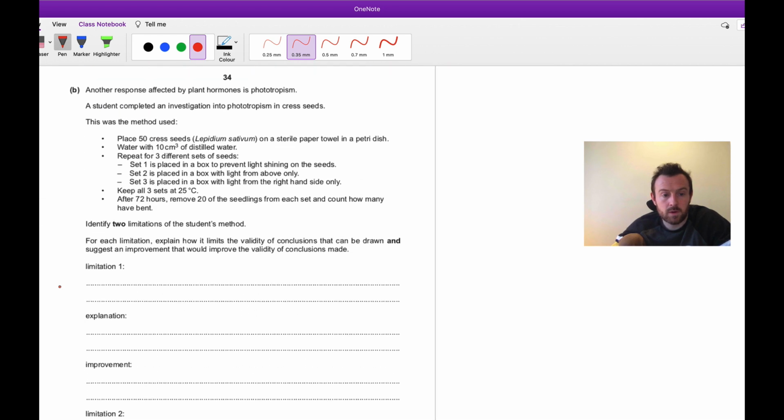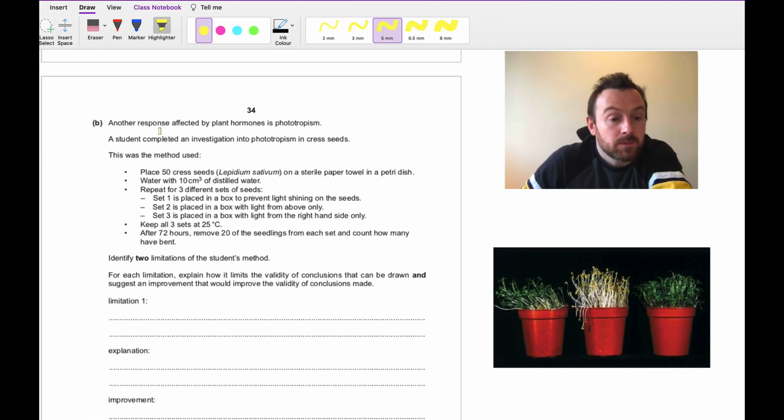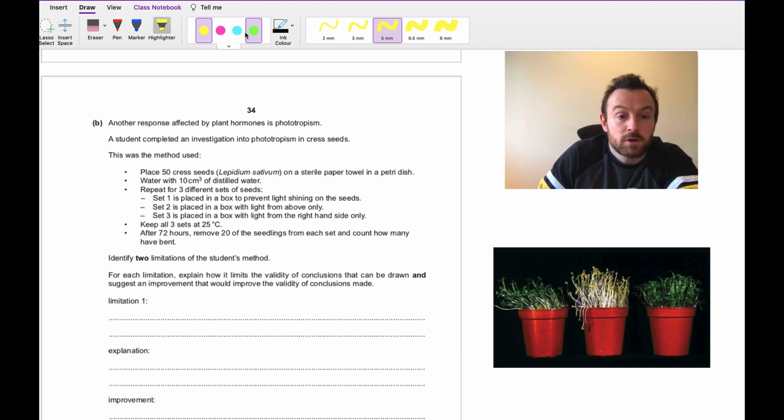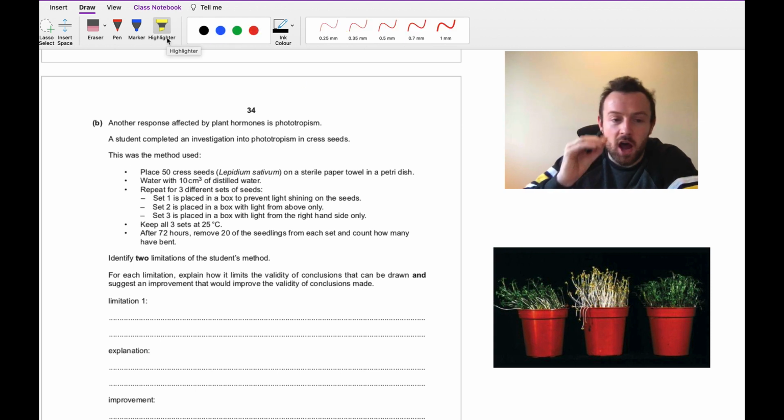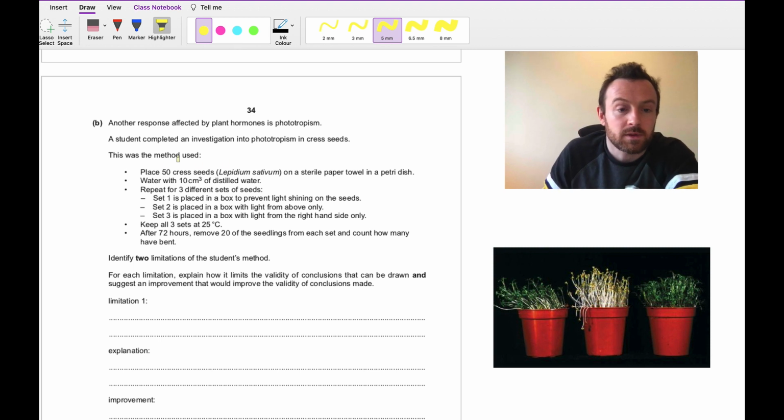I think okay, so B. Another response affected by plant hormones is phototropism, which is the bending or growing towards light. Now, it's going to give us a method here, and often when you get a question like this, when you've got these bullet points of a method, it's asking you what's wrong with the method? So we kind of have an eye on that as we're reading through it and maybe highlight things we don't like, or just highlight things that are important. 50 cress seedlings put on a sterile paper towel, 10 centimeters of water, distilled water, okay. Repeat for 3 different sets of seeds.